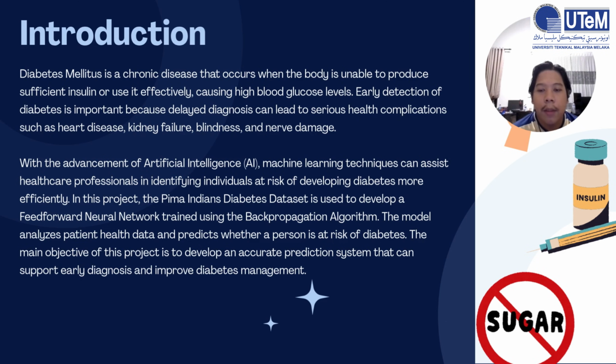With the advancement of AI, machine learning techniques can assist healthcare professionals in identifying individuals at risk of developing diabetes more efficiently. In this project, we use the PIMA Indians diabetes dataset to develop a feed-forward neural network trained using the backpropagation algorithm. The model analyzes patient health data and predicts whether a person is at risk of diabetes.